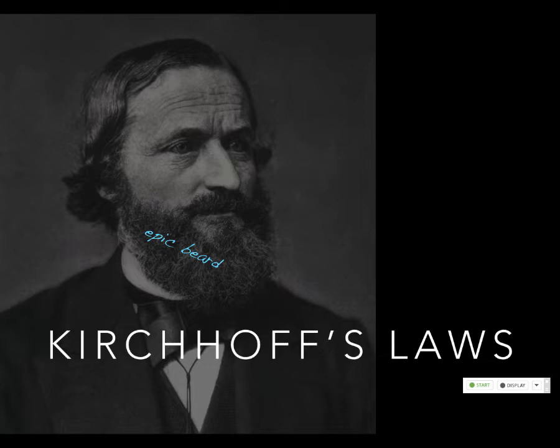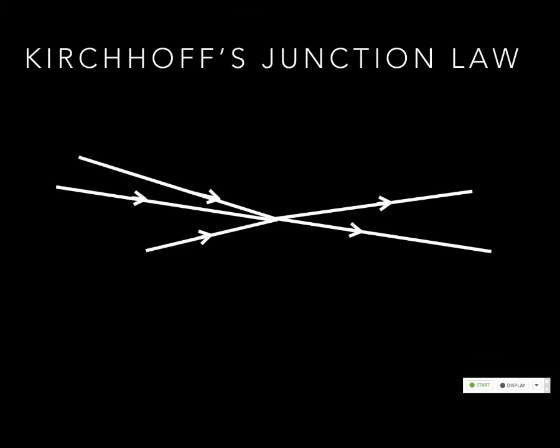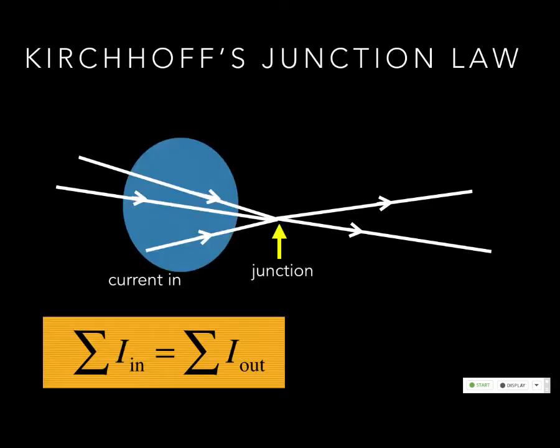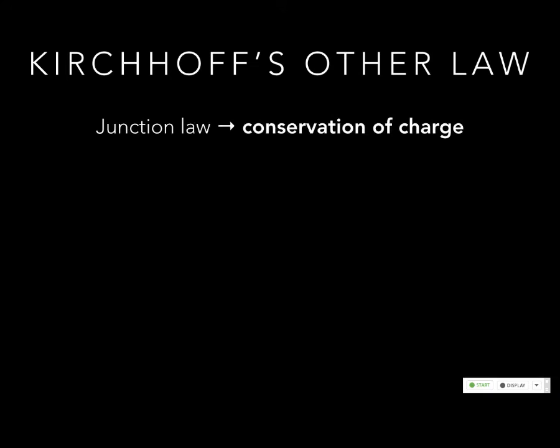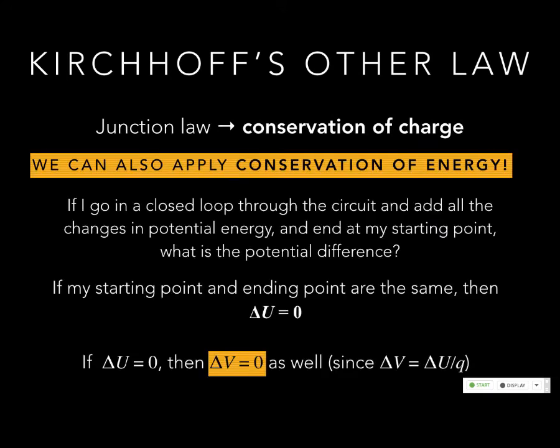Yes, two important ones. He was a pioneer of electrical circuits and spectroscopy. And anybody know what black body radiation is? You will eventually. Okay. Let's talk about the first one, Kirchhoff's junction law. What's Kirchhoff's junction law? Current in equals current out. There we go. Junction law comes from conservation of charge. Conservation of energy gives us the loop law.